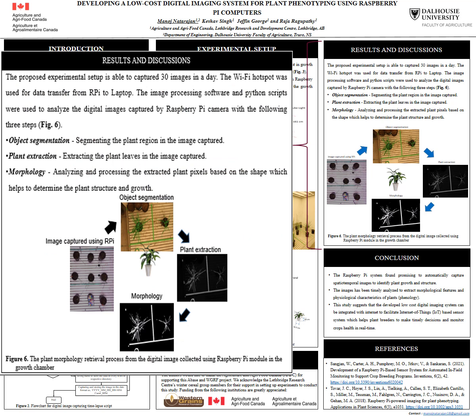Results and discussion. The proposed experimental setup is able to capture 30 images in a day. A Wi-Fi hotspot was used for data transfer from the Raspberry Pi to a laptop. Then image processing software was used to analyze the data captured by the Raspberry Pi computer offline, with the following 3 steps. Object segmentation: segmenting the plant region in the captured image. Plant extraction: extracting the plant leaf in the captured image. Morphology: analyzing and processing the extracted plant pixels based on shape, which helps to determine the plant structure and growth.